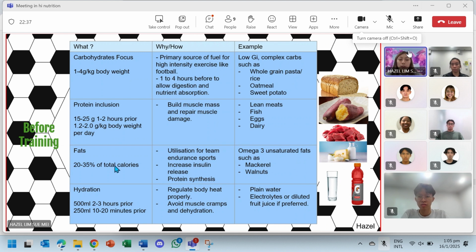And for fats, we cannot forget fats. We have to take 20 to 35% of our total calories. Examples include omega-3 unsaturated fats such as mackerel and walnuts. And lastly, we have hydration. Hydration is important because it regulates our body heat and avoids muscle cramps and dehydration. So we would recommend plain water before training, and electrolytes or diluted fruit juice if preferred.